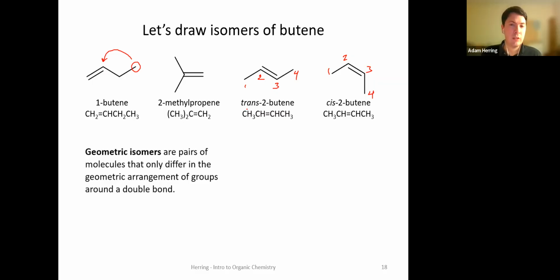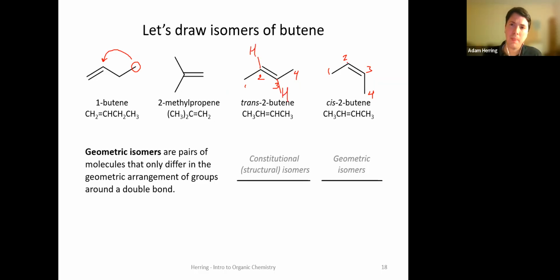What causes this? What are these called? These are the geometric isomers. These are when we get pairs of molecules that differ only in the geometric arrangement of the groups around the double bond. So if we draw out these structures completely, we remember we have these hydrogen atoms on here. And what we can see is that in one case, these hydrogen atoms are across from each other with respect to that double bond, or they're on the same side as each other with respect to that double bond.